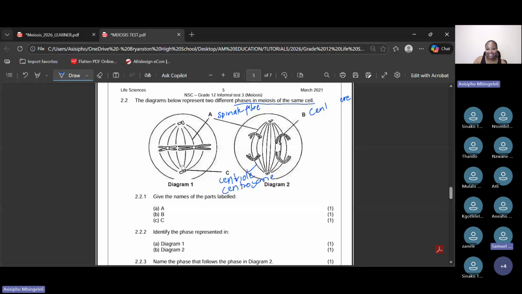I love the energy. Identify the phase represented in diagram 1 and diagram 2. Who's ready to answer? Anyone? I'm ready, ma'am. Can I answer this one? Okay, I think that was Khutlelelo. Khutlelelo asked first.